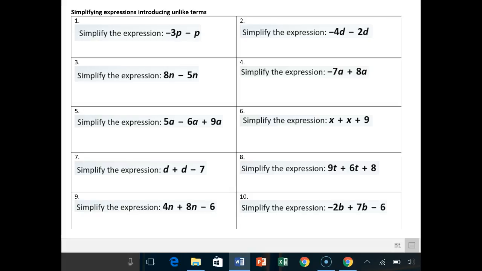The main thing you want to know is that when you see a variable all by itself, put a coefficient of 1 in front of it. When you see minus signs, change it to plus or negative. So for instance here, a negative 3p, we'll say plus a negative 1p, right?